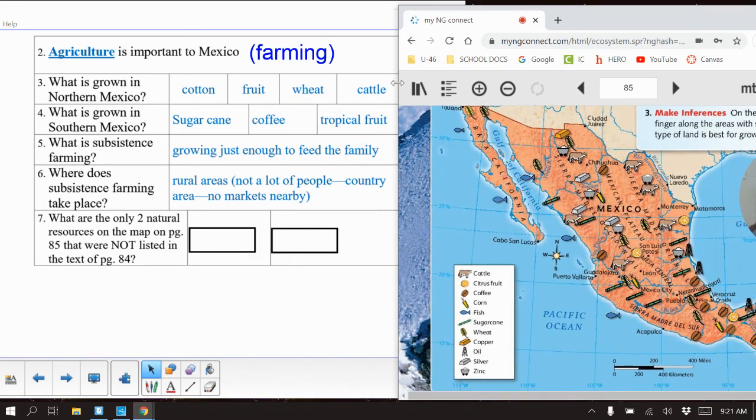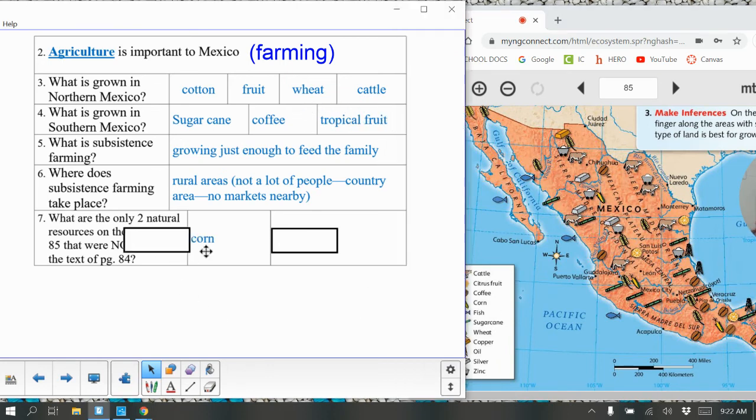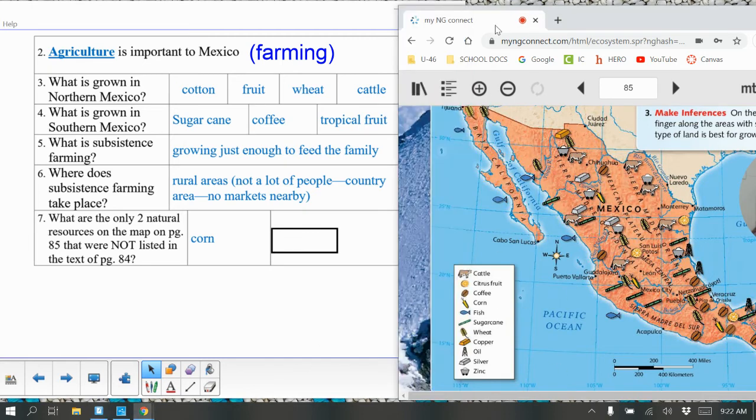So we have cattle, right, was right there. Citrus fruit. We have fruit, right? And we have tropical fruit. So I think that is covered. Coffee, we have. Corn. Do we see corn listed? Nope, I don't see corn. So corn's going to be one of our answers. And then let's see. The question is about natural resources, right? So fish, we're not talking about agriculture necessarily here, but we're talking about natural resources. So we have fish as well.